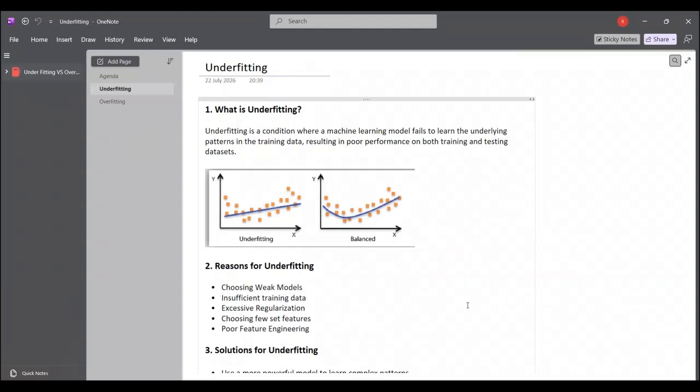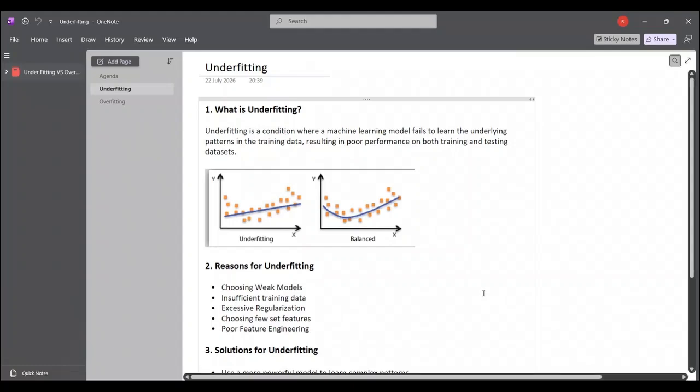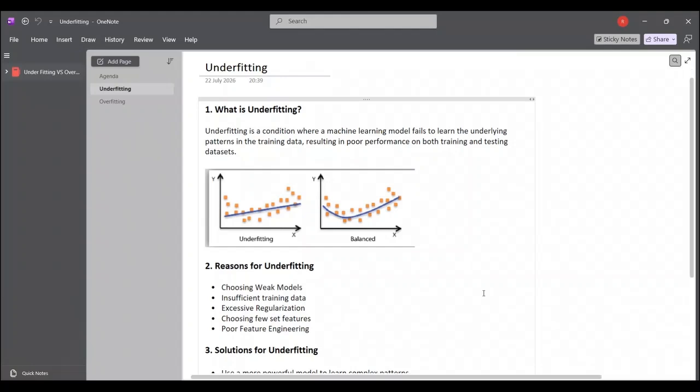For example, imagine we want to predict house prices. House prices depend on many factors such as location, area, number of bedrooms, age of the house, nearby schools, transportation facilities, and market demand. If our model considers only the number of bedrooms and ignores all the other important factors, it will produce inaccurate predictions. This is a classic example of underfitting.